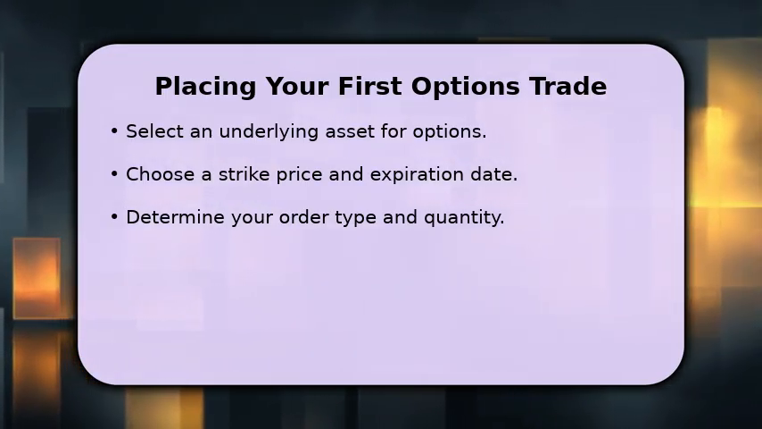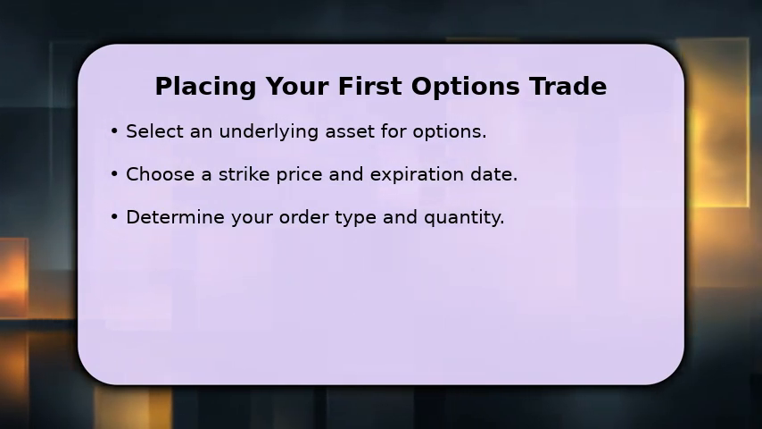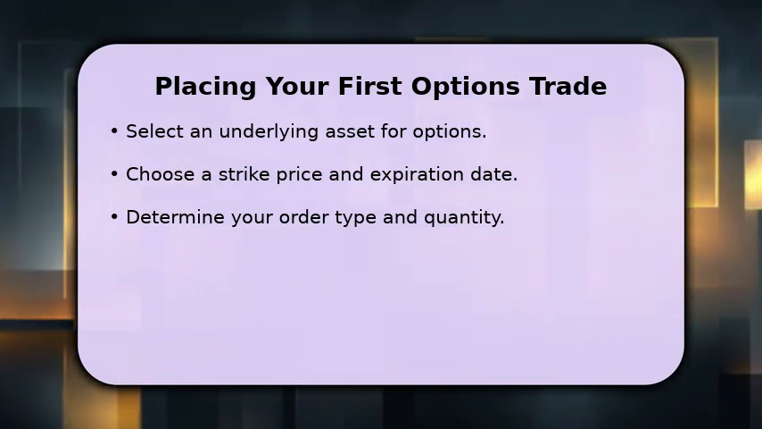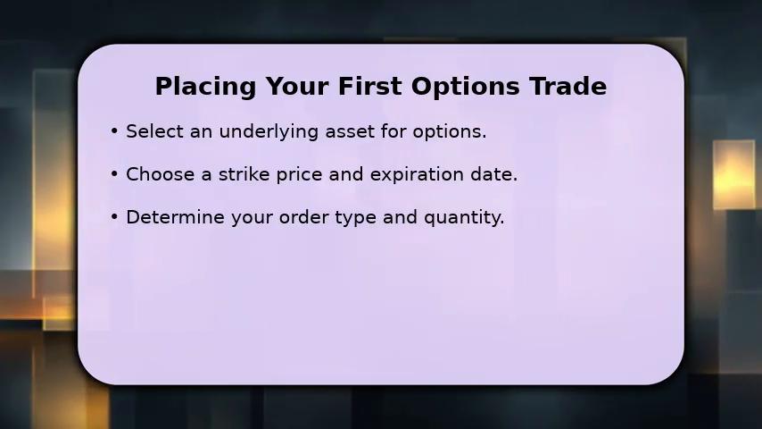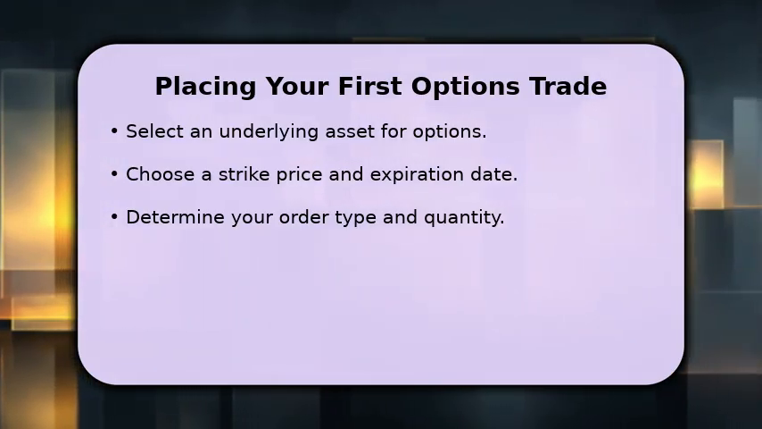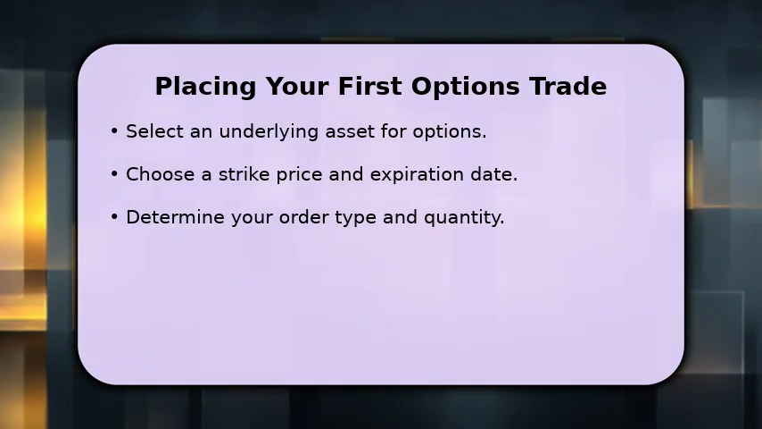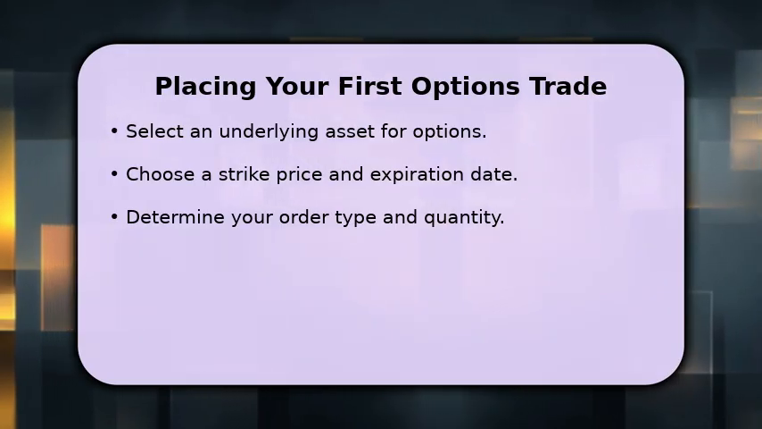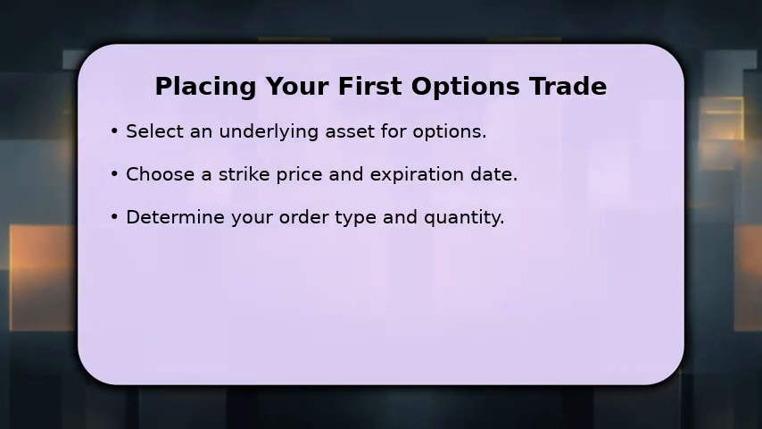Next, determine your order type, like a market or limit order, and the quantity of contracts you wish to trade. Always review all the details of your order carefully before confirming. This final check ensures your trade aligns with your strategy and helps prevent any unintended errors.